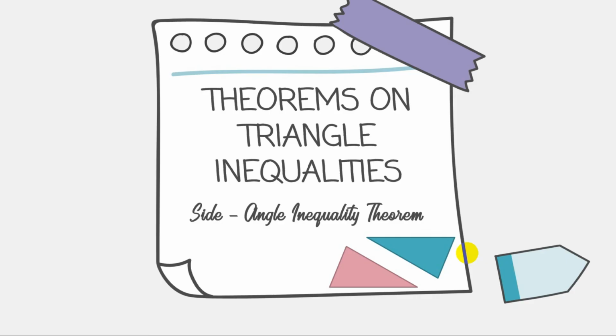At pwede natin i-arrange yung angles ng triangle in ascending. Pag sinabing ascending, papataas. Descending ay pababa. So, ang kailangan lang nating information ay ang measurement ng sides ng triangle para ma-arrange yung mga angles na yan. Okay? So, that's all and I hope you learned something from this video.